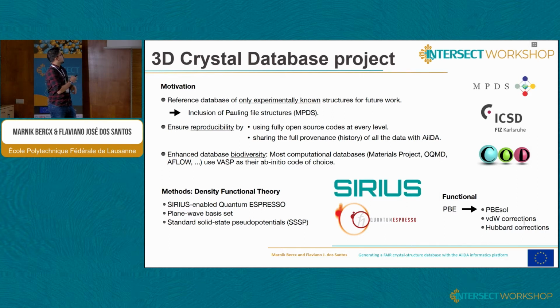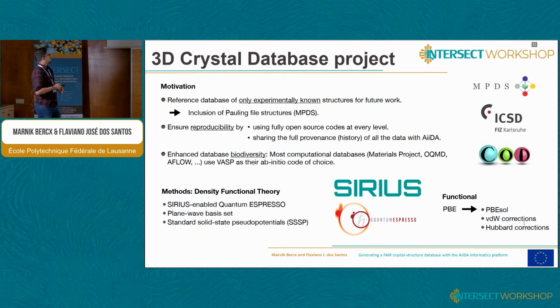On the other hand, we're also using fully open source codes like Quantum Espresso, so everyone should be able to reproduce the results and the structures that we obtain. And a final important aspect here is a sort of cross-verification with other databases, as we are using Quantum Espresso for our simulation code, whereas other well-known computational databases like Materials Project and AFLOWLIB use VASP instead for their ab initio code of choice. So this is a very interesting way to increase the biodiversity of these databases.